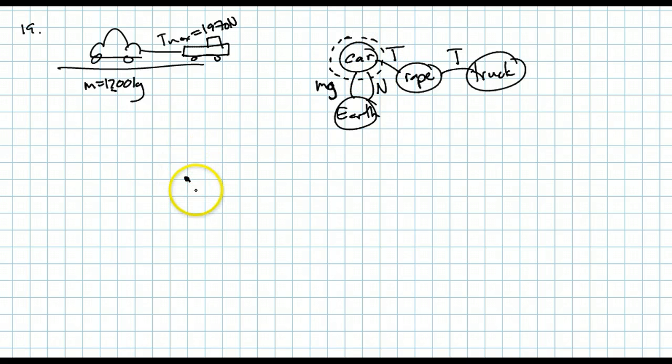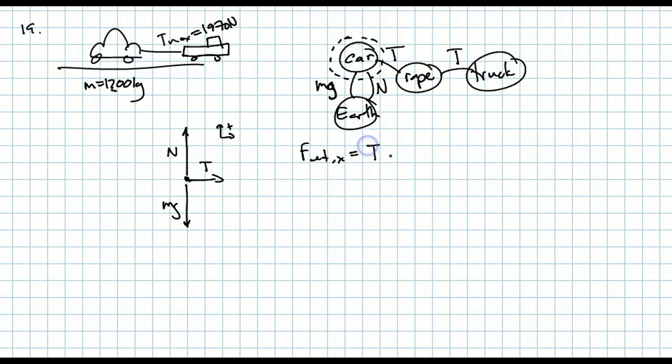So for the car, we have that normal force up again, the weight down. Those are balanced because we're not accelerating vertically. And then the tension is unbalanced. I'll take up and positive to be the right and write my net force equations.